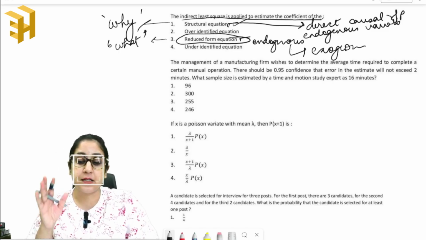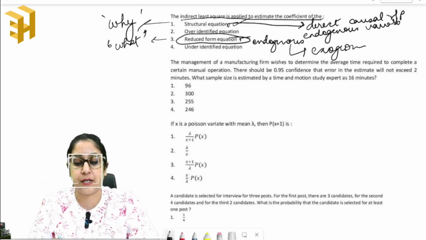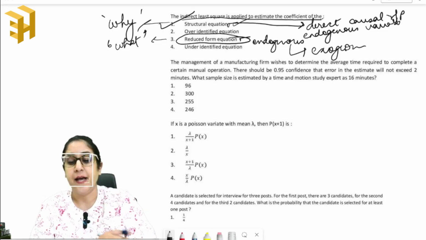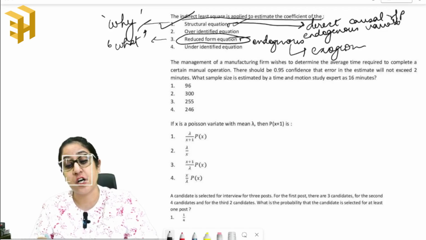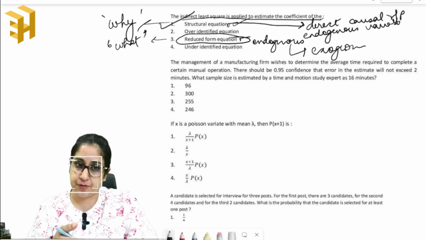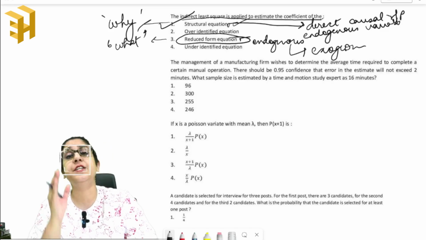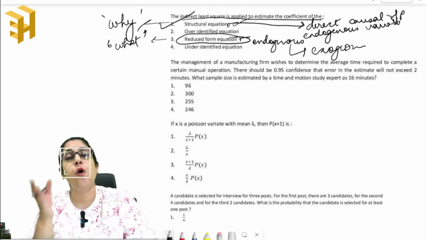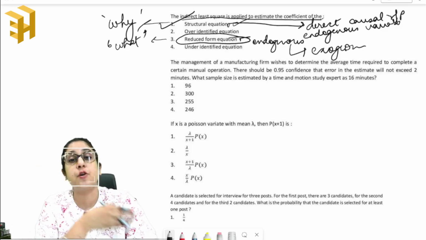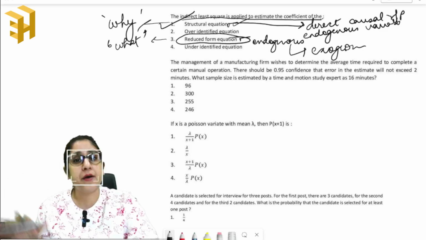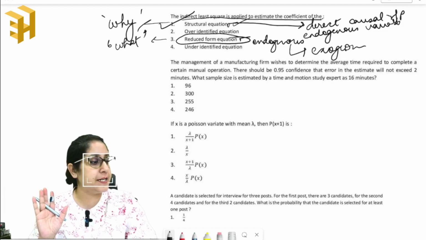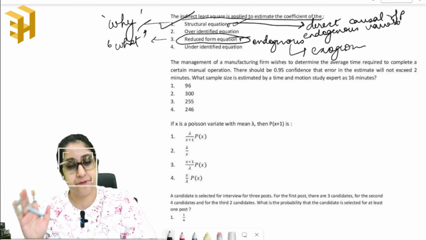So the answer for this question is the structural equation: ILS is applied to estimate the coefficient of the structural equations. When we do not exactly know which one is your endogenous variable or which one is your exogenous variable, we treat all the variables to be endogenous in nature. So that is the main difference.